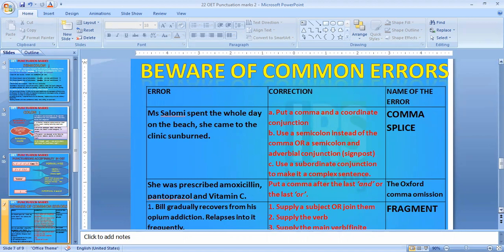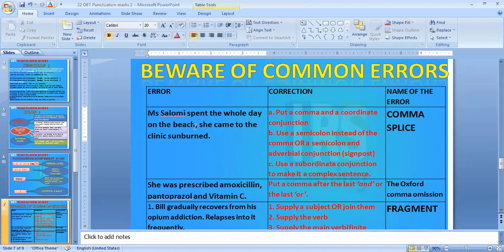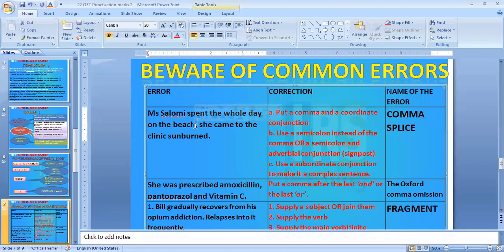Miss Salome spent the whole day on the beach, she came to the clinic sunburned. What's the problem? The problem is the use of the comma. There should be no comma here. Comma is not the right thing. Why? A few slides ago, we said closely related ideas, meaning independent clauses, can be put with a signpost and a semicolon, or just a semicolon is enough. So in the place of comma, there should have been a semicolon.